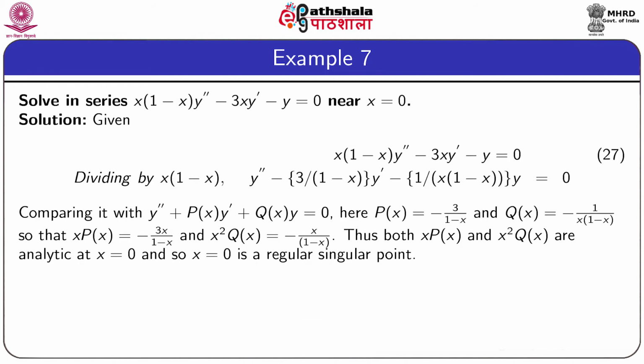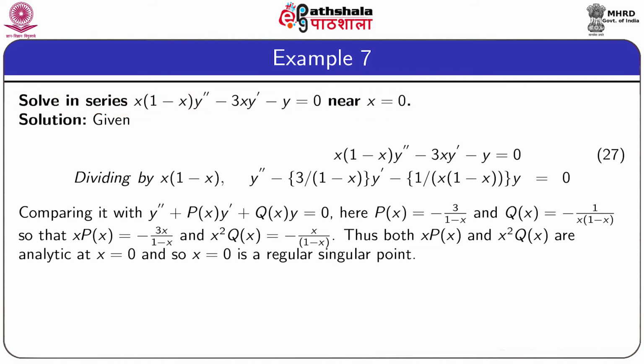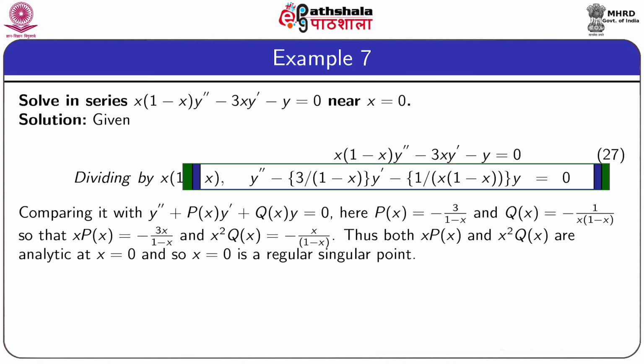In our final example, we will solve the differential equation x into (1 minus x) y double dash minus 3x into y dash minus y equal to 0 near the point x equal to 0. As before, we rewrite the differential equation in the form y double dash minus 3 by (1 minus x) into y dash minus 1 by x into (1 minus x) into y equal to 0.